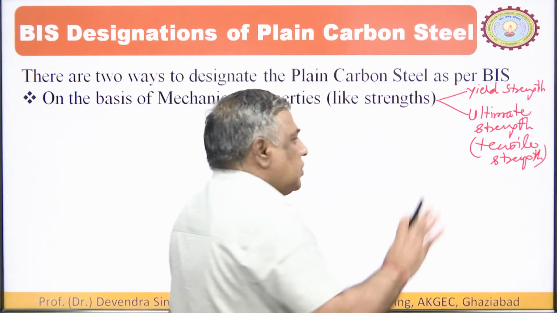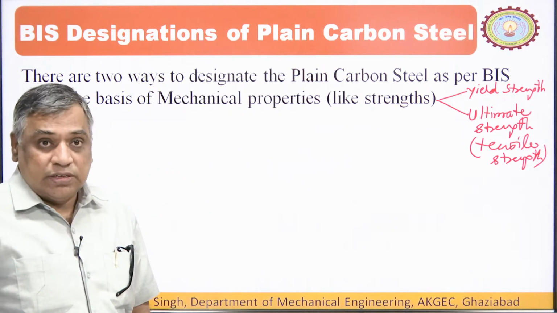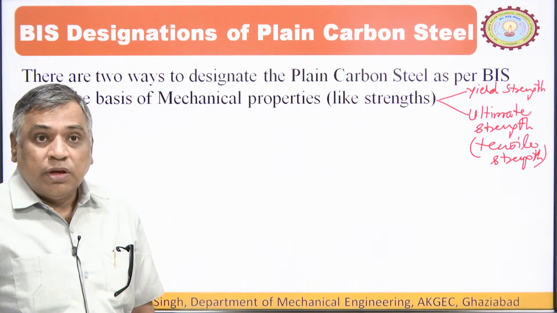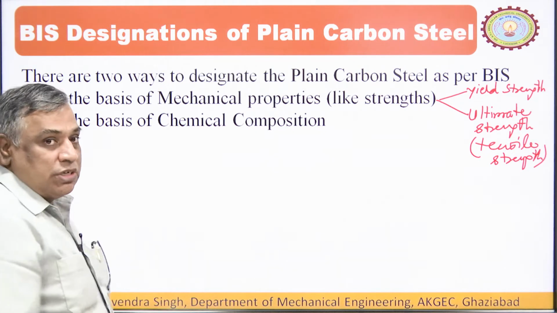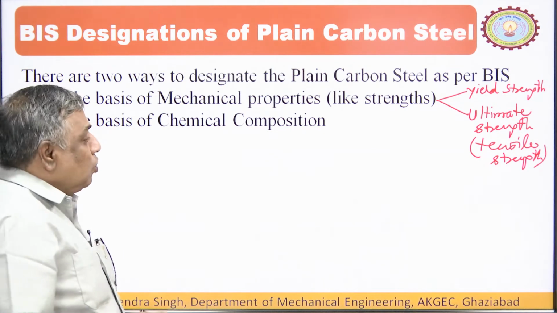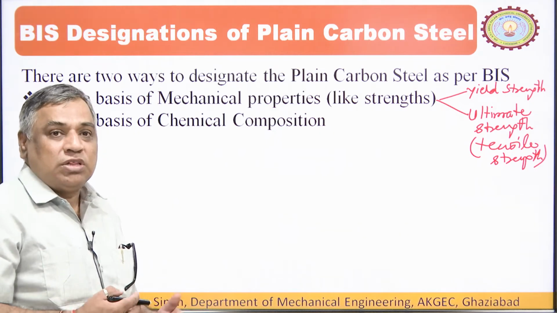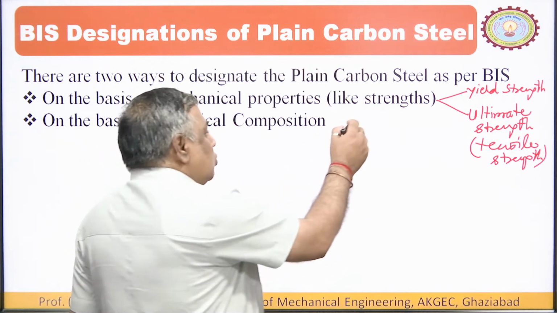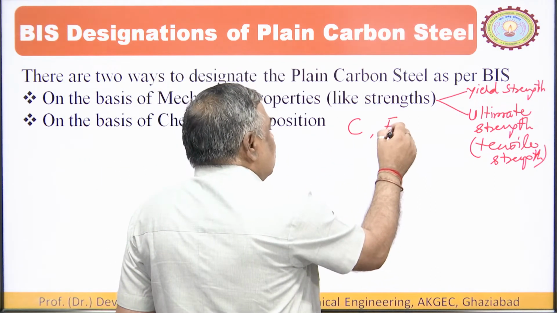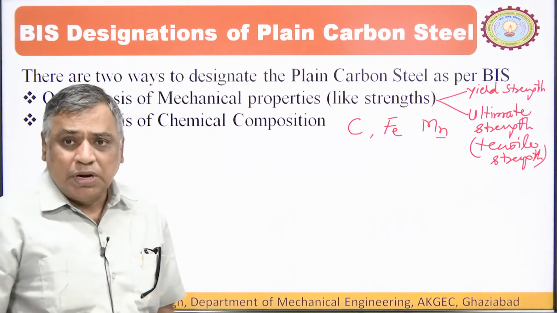So, on the basis of strength we can designate, it is not classify, sorry. And the second way is on the basis of chemical composition. Chemical composition means what are the chemical elements involved in this plain carbon steel. So, primarily which ones are there? Carbon is there, iron is there, and manganese is there, primarily.